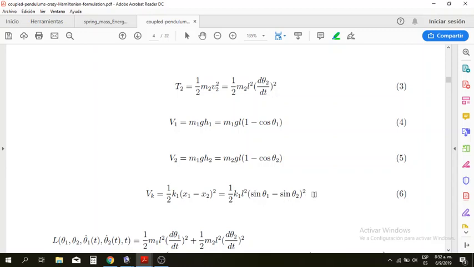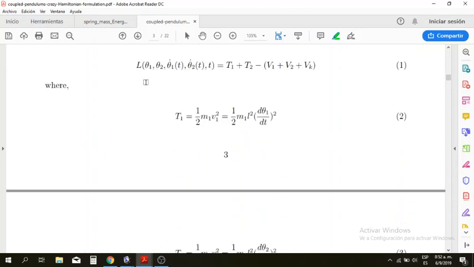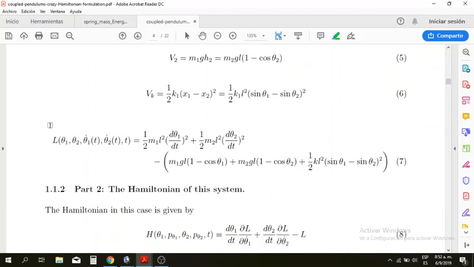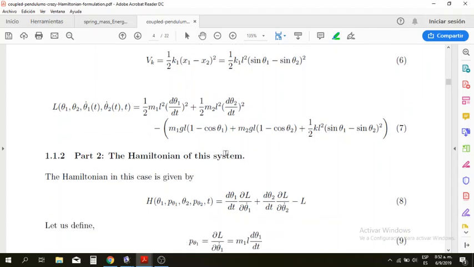Now, in order to obtain the Lagrangian, we just need to substitute expressions 6, 5, 4, 3, and 2 into the definition of the Lagrangian, and we will get the Lagrangian of the system. This is the Lagrangian of the system in this case. Now, let's move on to the Hamiltonian.